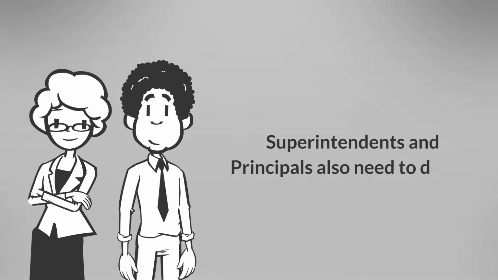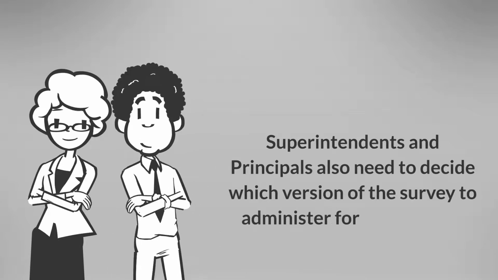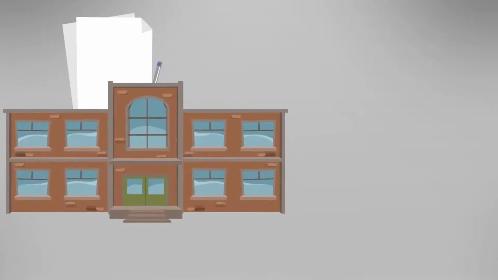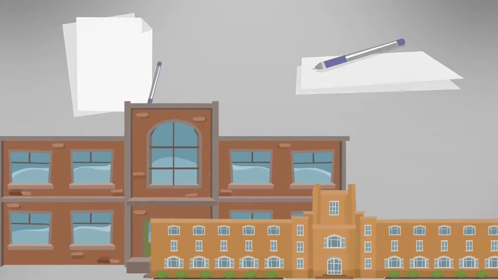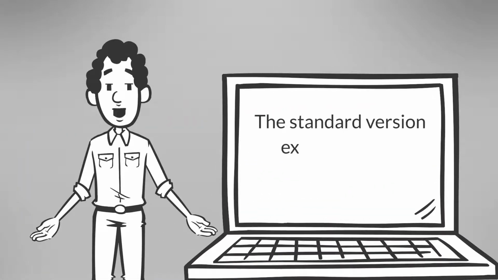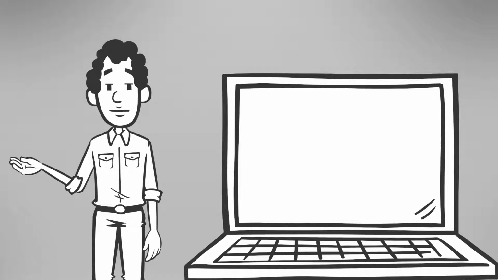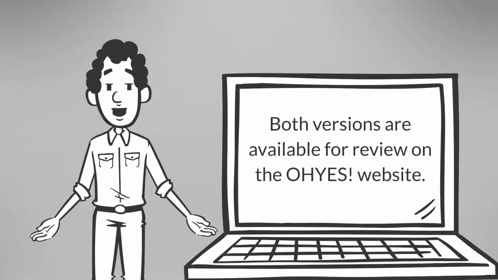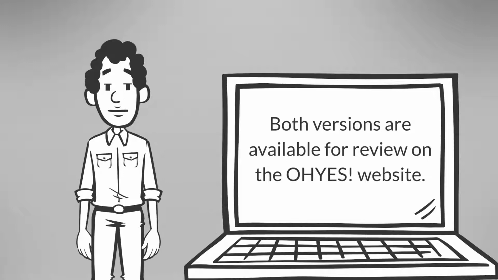Superintendents and principals also need to decide which version of the survey to administer for each school. For example, if desired, the version used in a middle school may differ from the version used in a high school. The optional version includes 9 sex-related questions. The standard version excludes these questions. Both versions are available for review on the OHYES website.